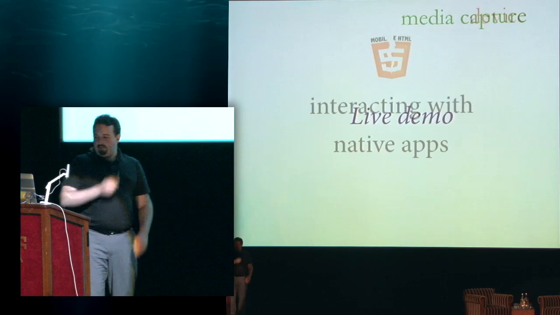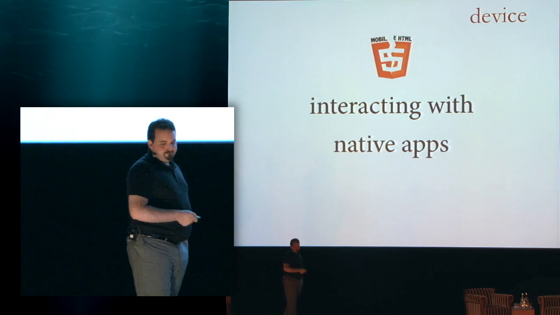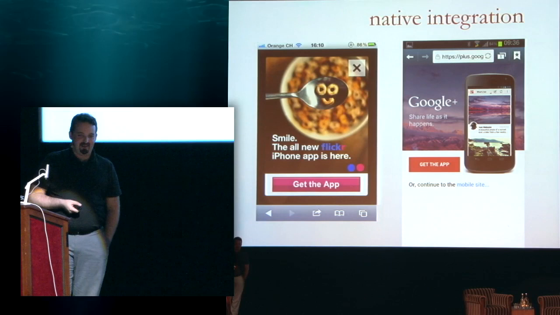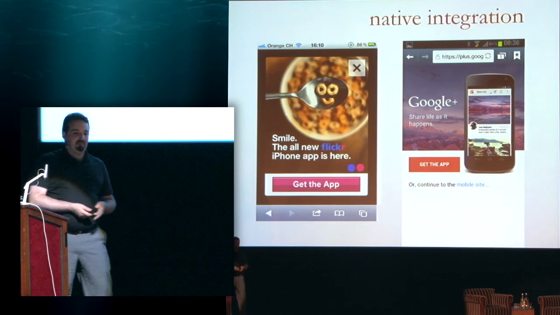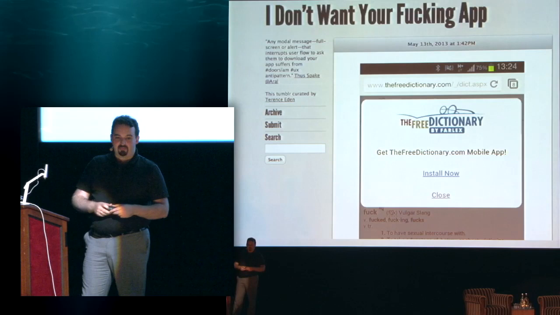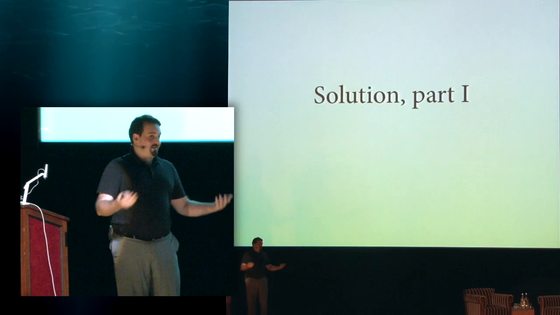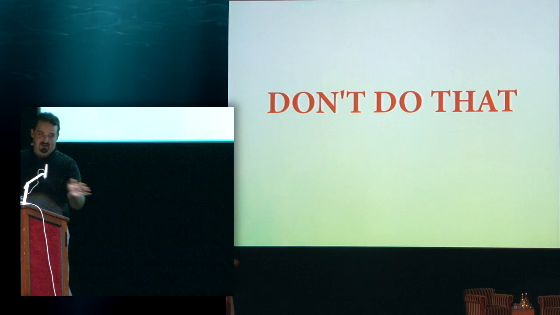OK, so I read it. Interacting with native apps. The first part I will skip quickly because the other speaker already told you about this. But basically, what about this, right? When you access a website and you get the nice banner saying, hey, get my app, download my app. There is even a website called I Don't Want Your Beautiful App, where you can see a lot of websites that are doing that kind of stuff. So, solutions for these marketing guys that want to do that kind of stuff. So first, don't do that, right? That's the first part of the solution.